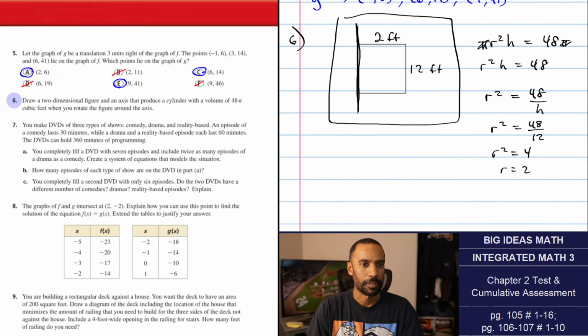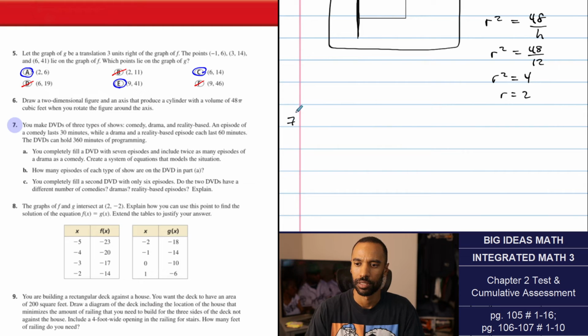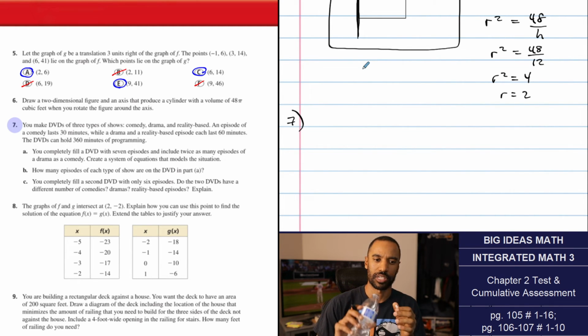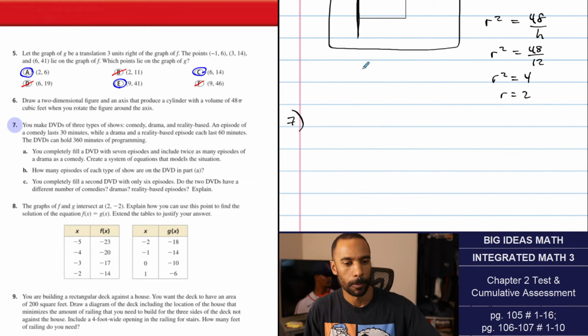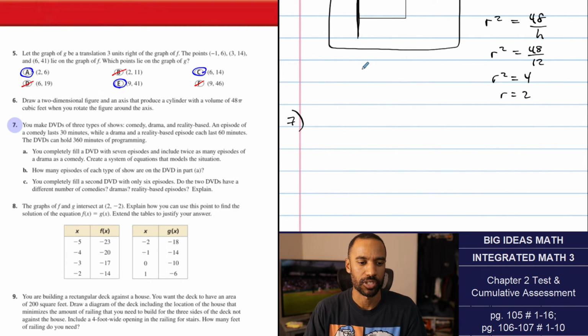All right, number 7. You make DVDs of 3 types of shows: comedy, drama, and reality-based. An episode of a comedy lasts 30 minutes, while a drama and reality-based episode each lasts 60 minutes. The DVDs can hold 360 minutes of programming. You completely fill a DVD with 7 episodes and include twice as many episodes of a drama as a comedy. Create a system of equations that models the situation.